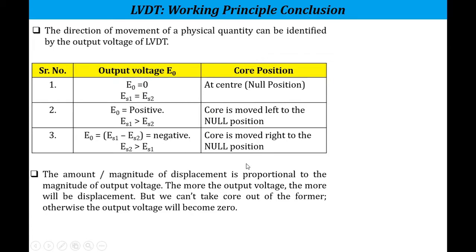Now, whatever the magnitude of the displacement is, that is proportional to the magnitude of the output voltage. So here we can say that the magnitude of the displacement is directly proportional to how much output voltage is produced by the LVDT. The more the output voltage, the more will be the displacement. But here we can't take the core out of the former, otherwise the output voltage will become 0. So it has some finite displacement.